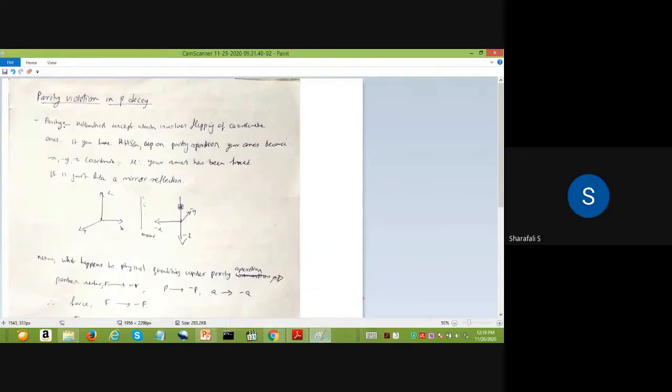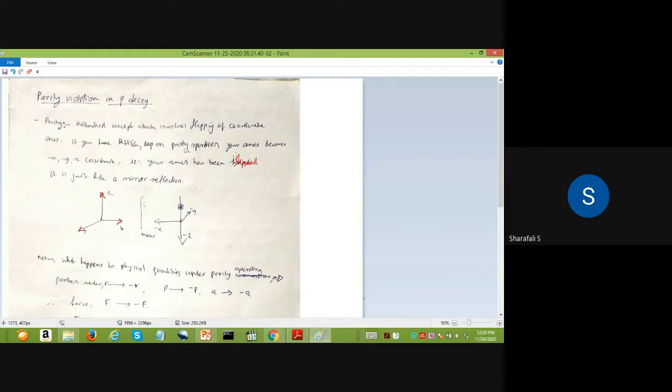Okay, we will start from this parity violation in beta decay processes. What is this parity? Parity is nothing but a mathematical concept which just flips the coordinate axis. For example, if you have a right-handed system, if you consider these x, y, z coordinates in the positive quadrant, and you apply a parity operation, then that axis will be flipped.